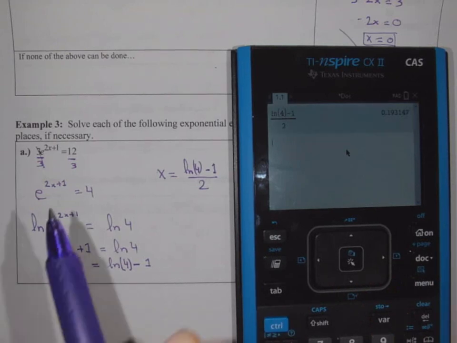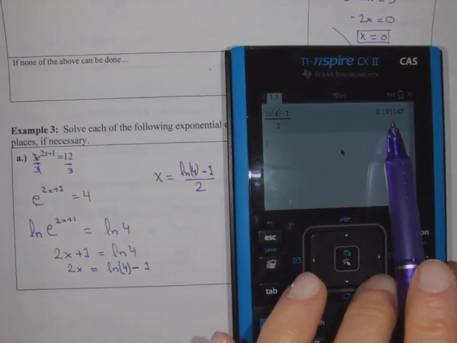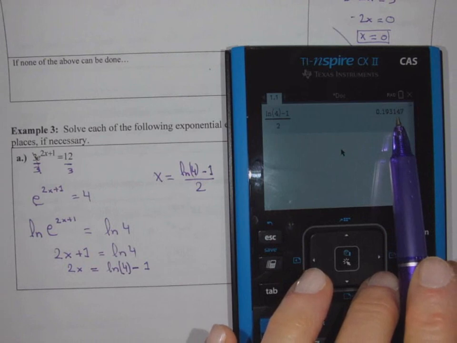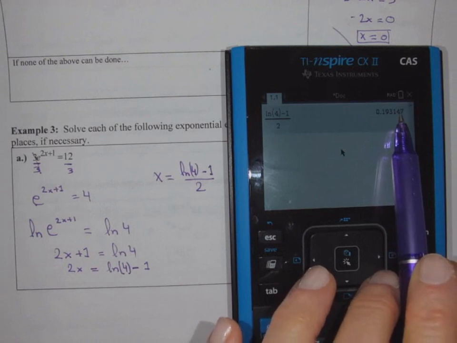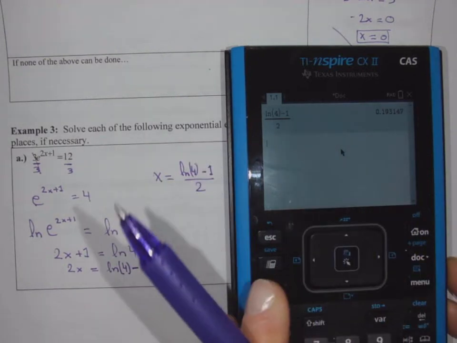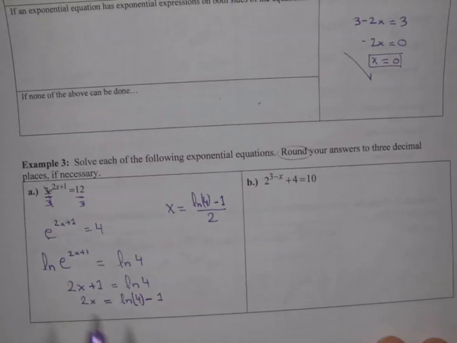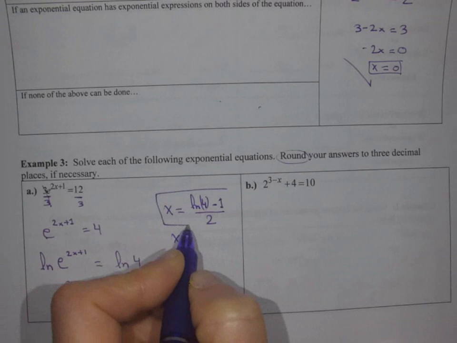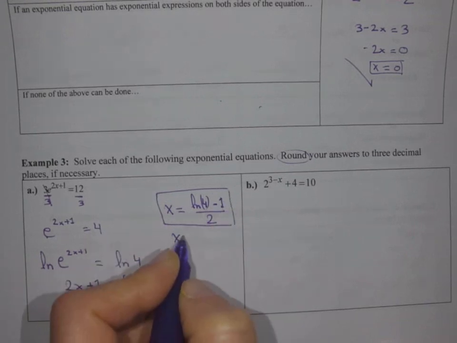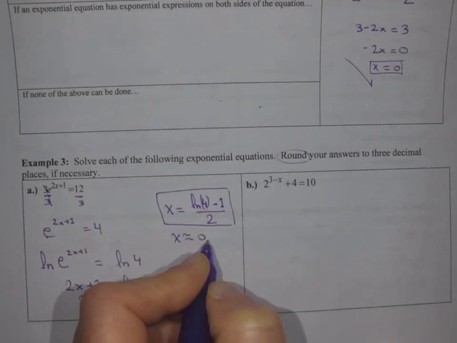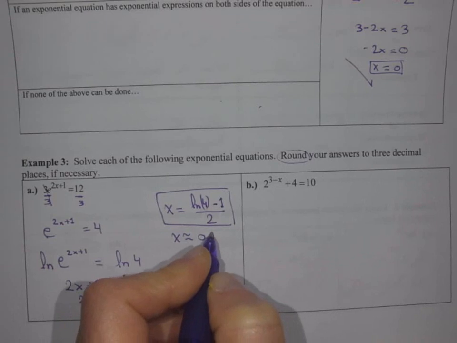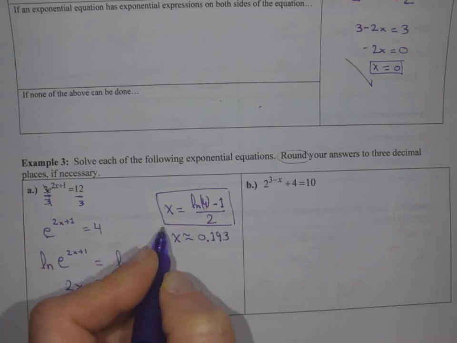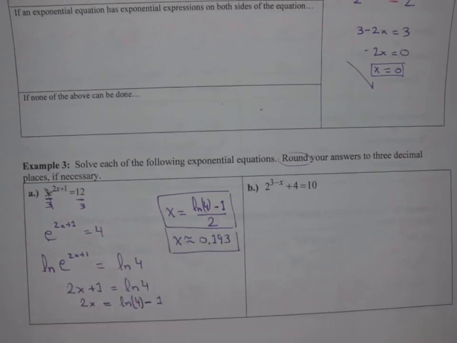And the answer will be, and we're going to keep 3 digits after the decimal. So we're going to round to the nearest thousandth, and so it's 0.193. Okay, so x, this is the exact answer here. That's the exact answer. And then about 0.193. That's an approximate answer.